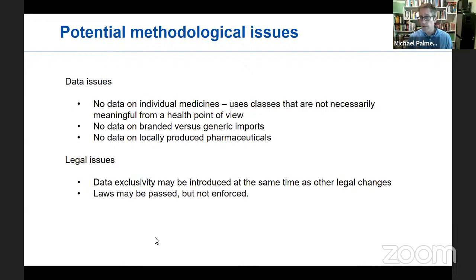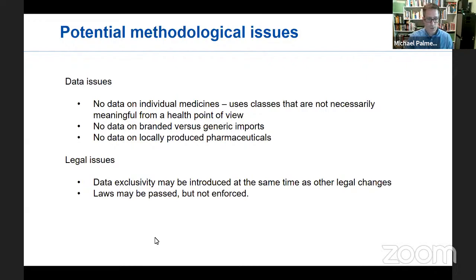It doesn't have data on branded versus generic imports, and it being trade data, it doesn't have any information about locally produced pharmaceuticals. And since different countries have different shares of locally produced pharmaceuticals in their market, that's important missing information.